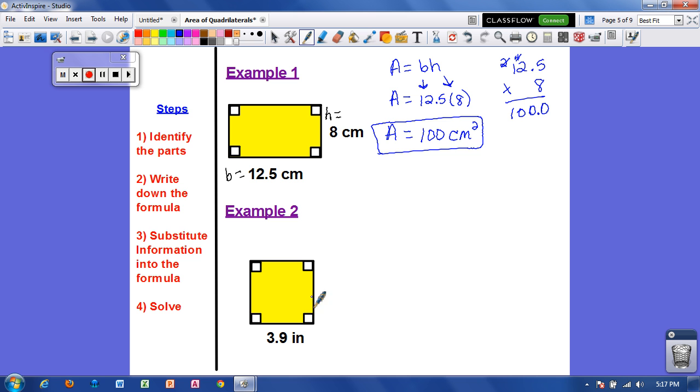Alright, example 2. We have a square. That means this has 4 congruent sides. If this side measures 3.9, we know that this side will also measure 3.9 inches. So we have a base of 3.9, then we have a height of 3.9. Now that we've identified the parts, we want to write the formula. Area equals base times height. So area equals a base of 3.9, and the height is going to be 3.9. So we just simply have 3.9 times 3.9.